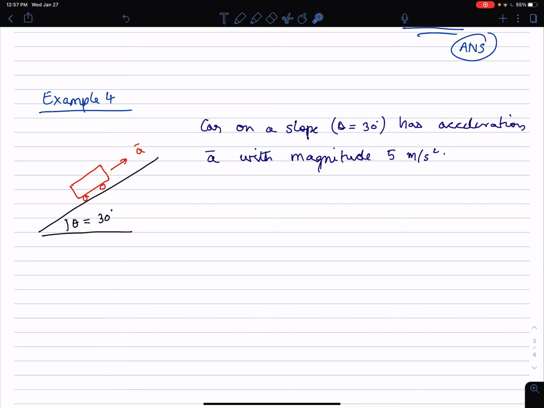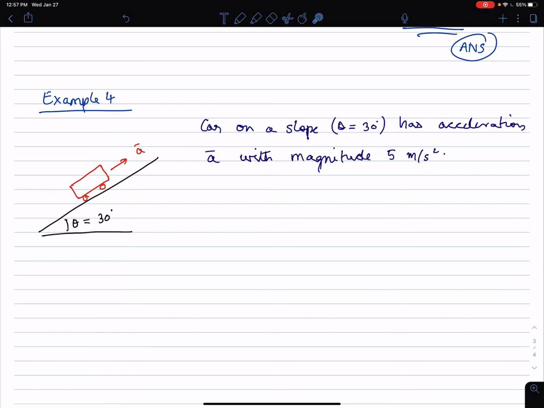And let's say we have a car, and the car has some acceleration a. Okay, so this is the problem statement. Car on a slope has acceleration a with magnitude 5 meters per second square. So the magnitude of the acceleration is given, but the total acceleration vector is not given.